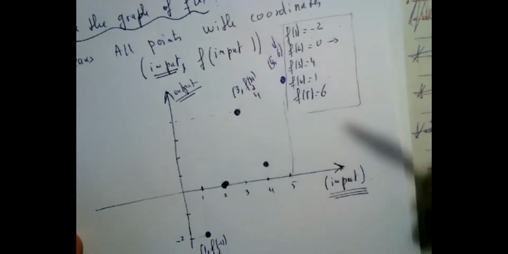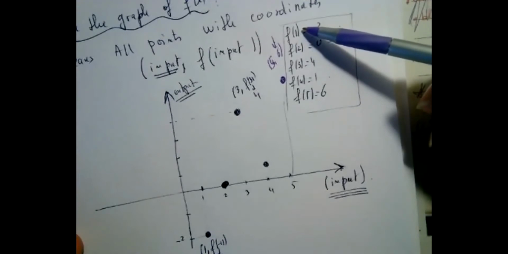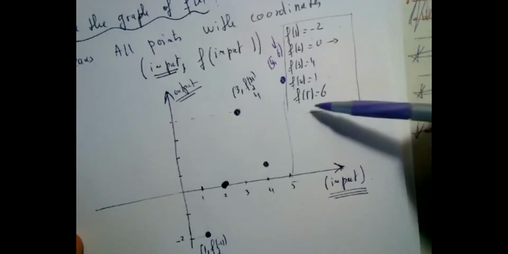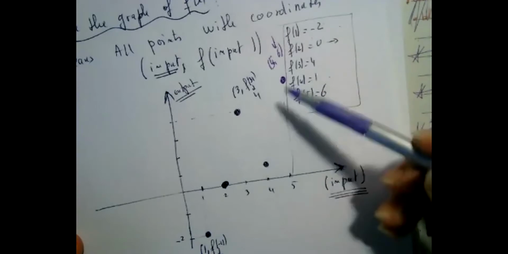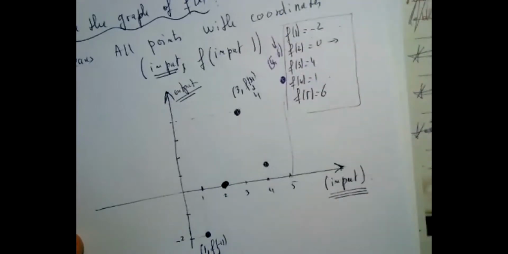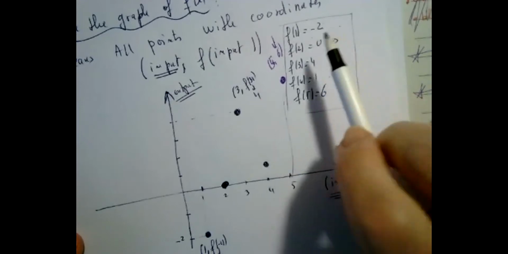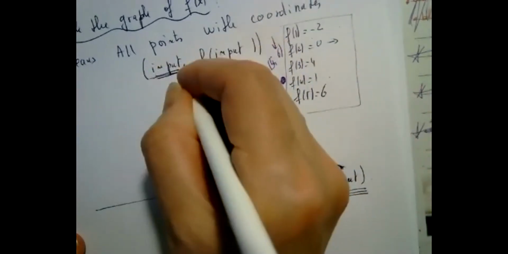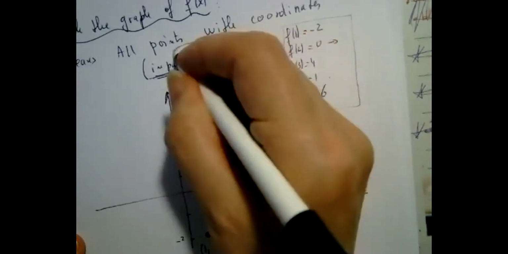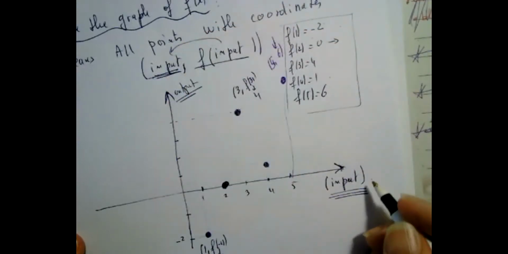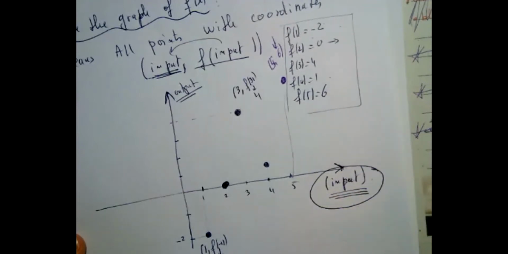Because my input consists only of 1, 2, 3, 4, 5, my graph is actually nothing more than a bunch of points. Sketching the graph is nothing more than sketching all the points that have for coordinates the input and the value of the function at this given input. What matters is the input is always on the horizontal axis, and the outputs are on the vertical axis. So that's what sketching the graph means.